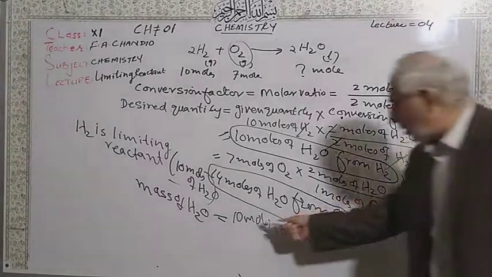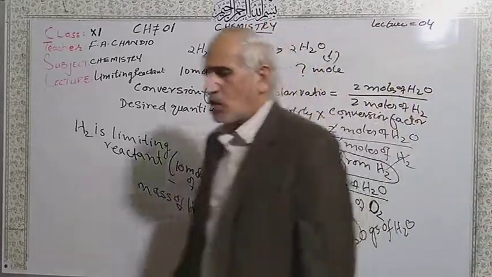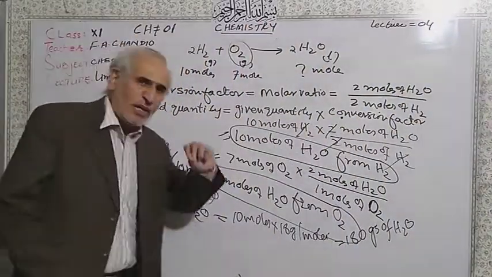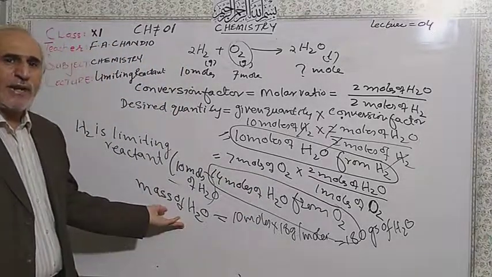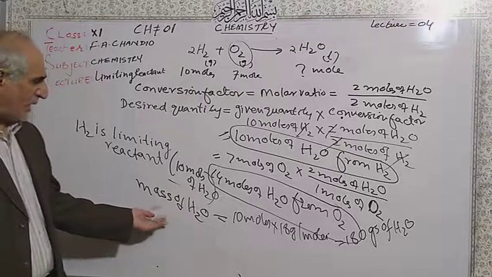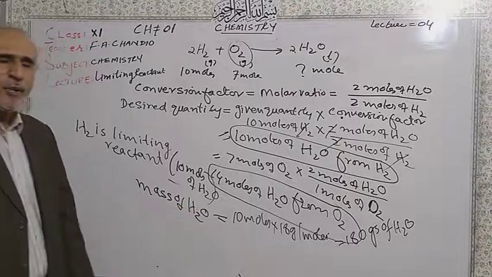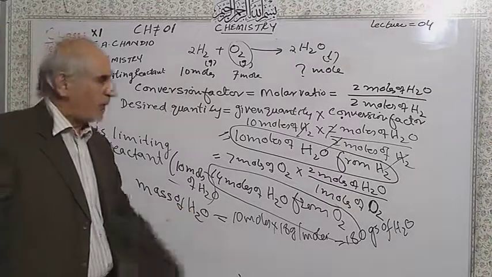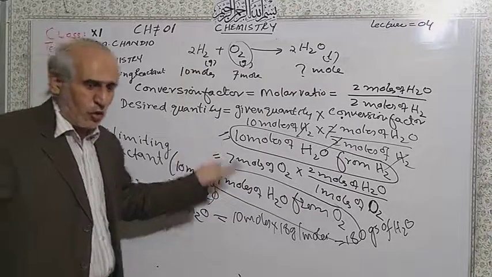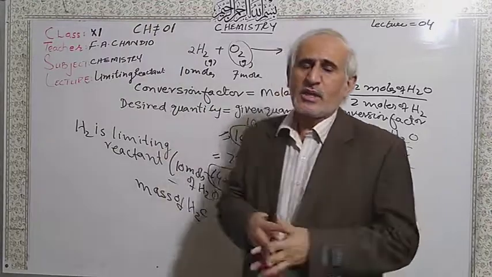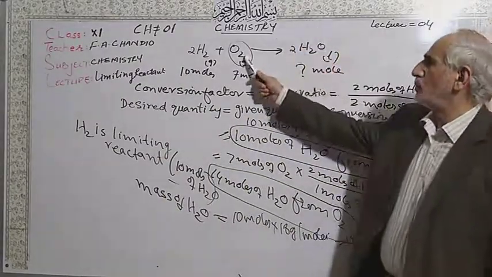You can calculate molecules also, because molecules equal moles multiplied by Avogadro's number. You can calculate individual atoms also. Because 2 atoms are here for hydrogen and 1 atom of oxygen is given, calculated by multiplying by Avogadro's number. So if you know the basic formulas, then you can calculate. And this is consumed. Finish.